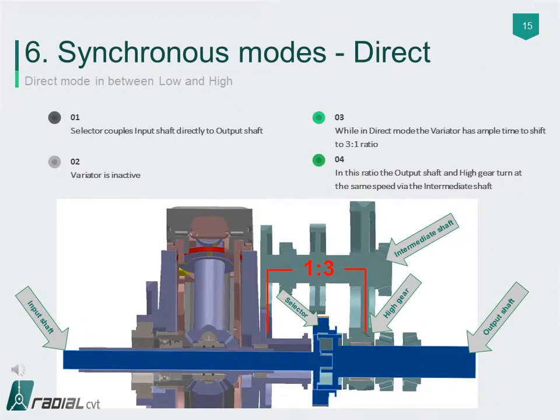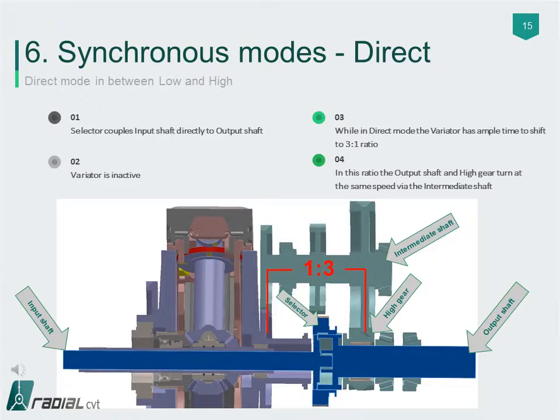In a synchronous shift, the selector couples the solid input shaft to the output shaft to create the direct mode. This represents a fixed ratio, direct coupling between input and output shaft that bypasses the variator and results in the highest efficiency. While in the direct mode, the transmission control system can determine, given the driving conditions, to which mode the transmission will select next, which is either low or high mode, and the variator therefore has ample time to adjust its 3-to-1 or 1-to-1 ratio accordingly.